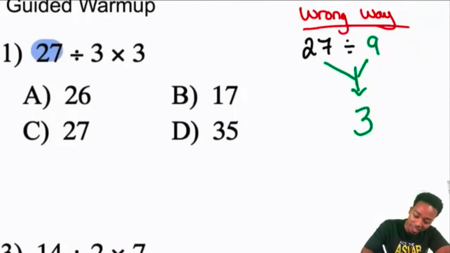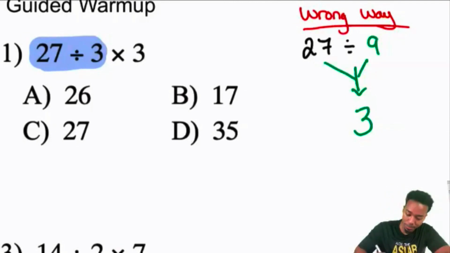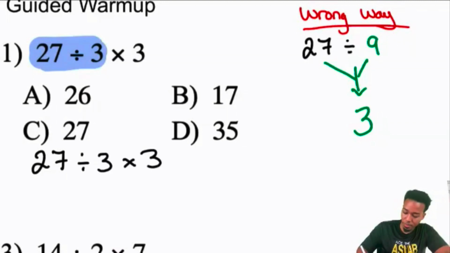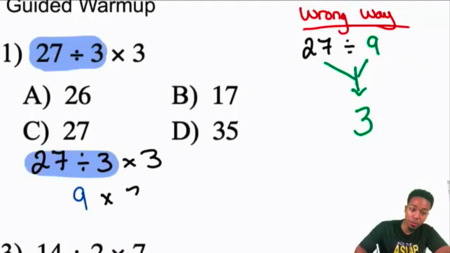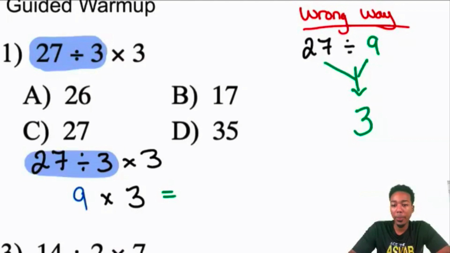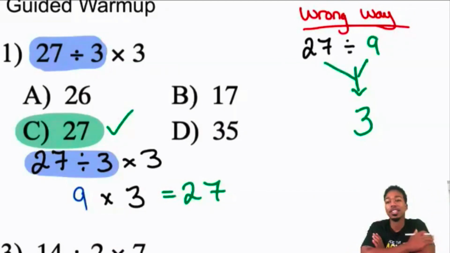What should have been done? Division first. Again, it's multiplication or division, whichever one comes first. So 27 divided by 3, what should that be? Right, 27 divided by 3 should give us 9. And then from there, we multiply by that 3 that's left. What would that give us? 27. And that's why C is the correct answer here.